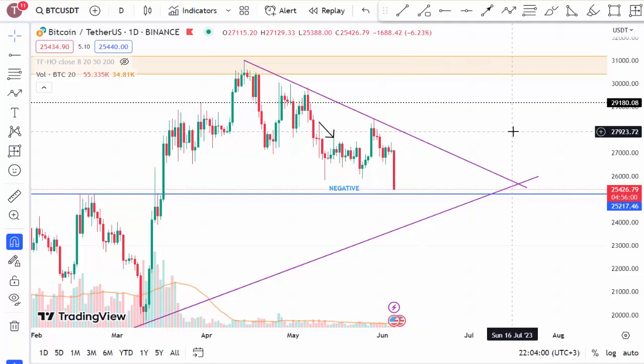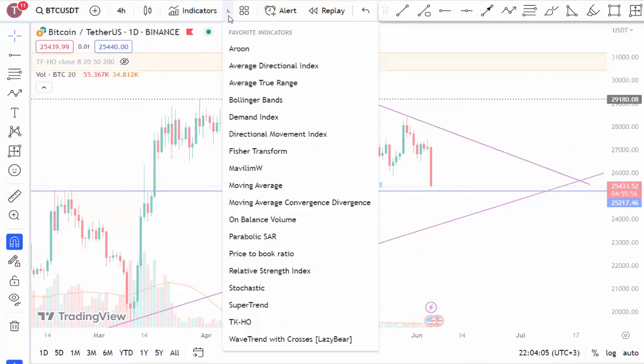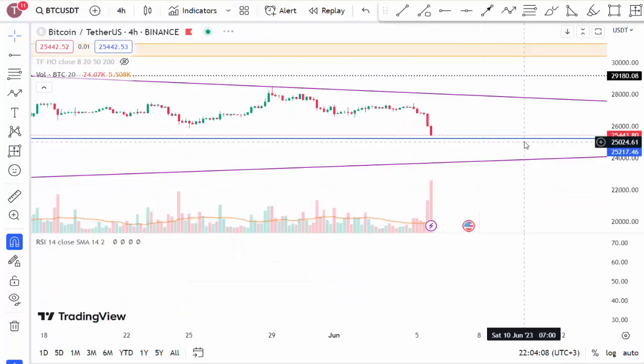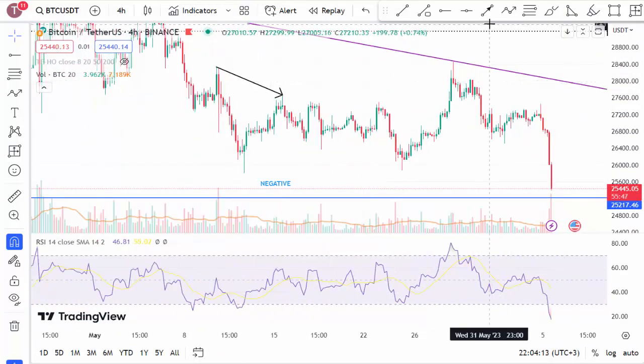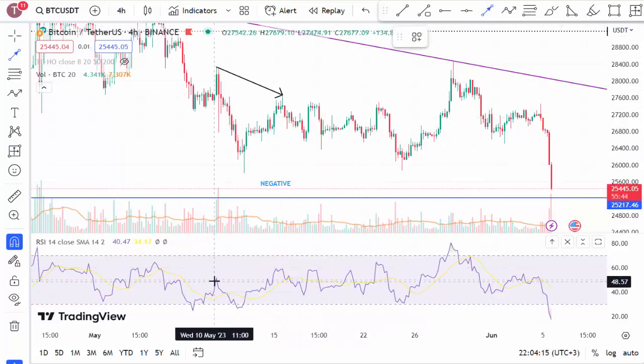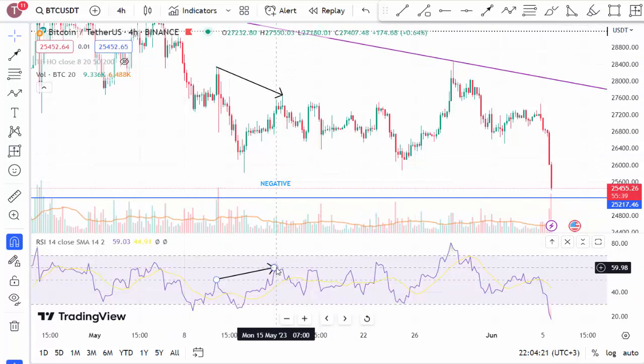If we look at the technical aspect, the reason for the decline in Bitcoin can be attributed to the bearish divergence on the 4-hour time frame. We mentioned this bearish divergence in our previous videos as well. As we can see, price peaks are decreasing while RSI peaks are increasing. This indicates a negative divergence, suggesting a potential decline in price movements.